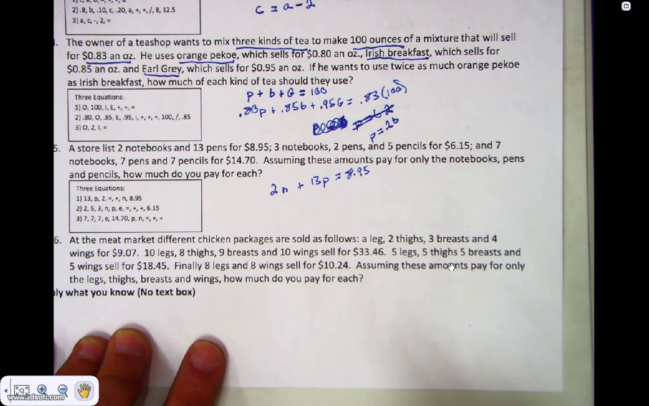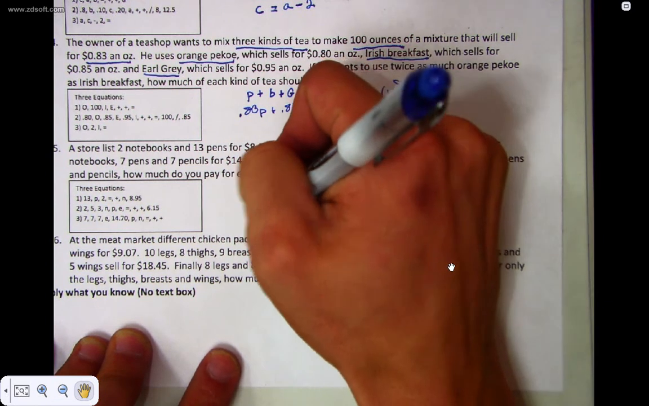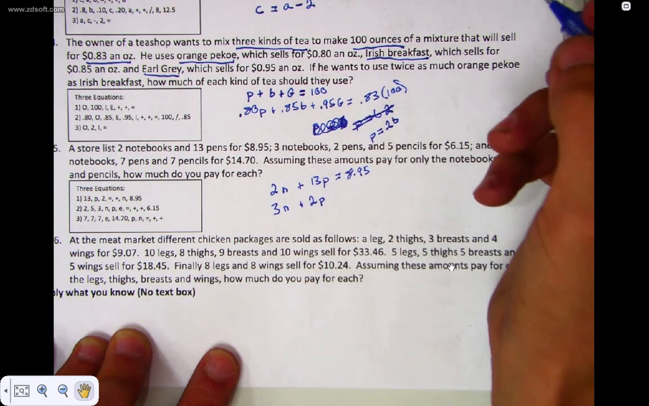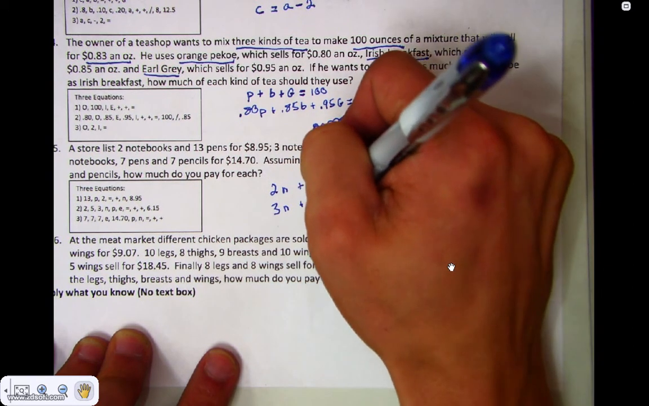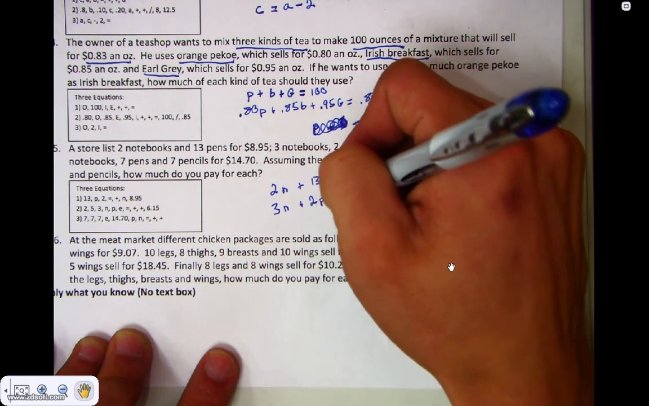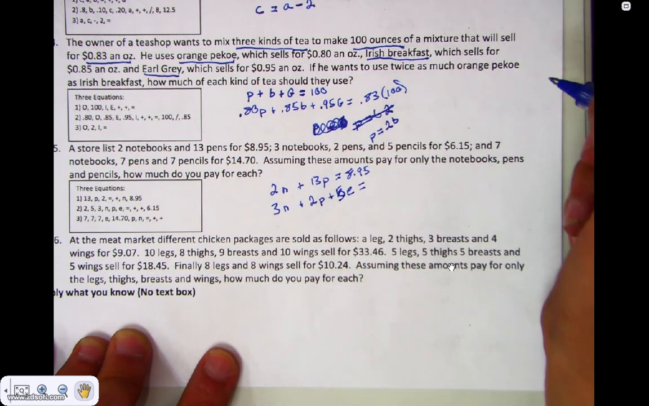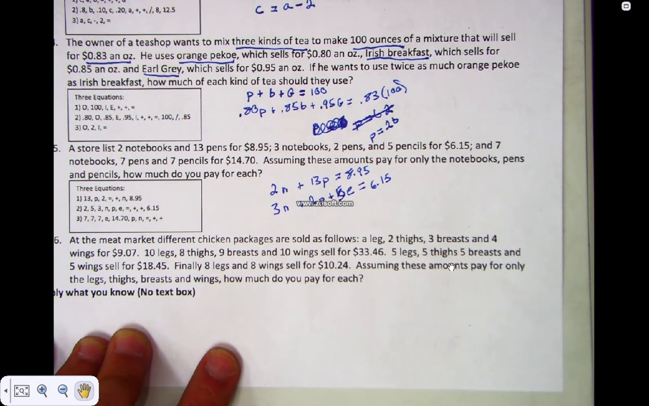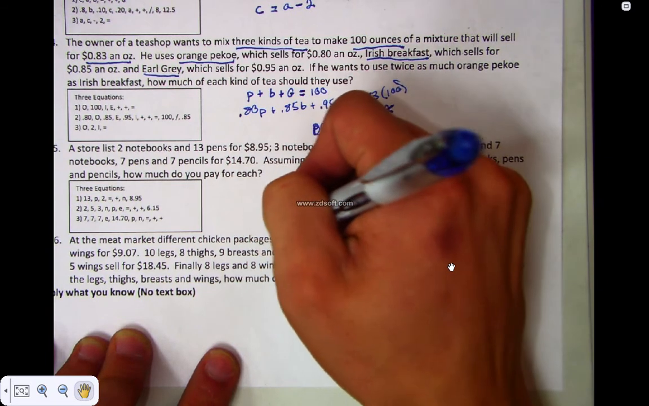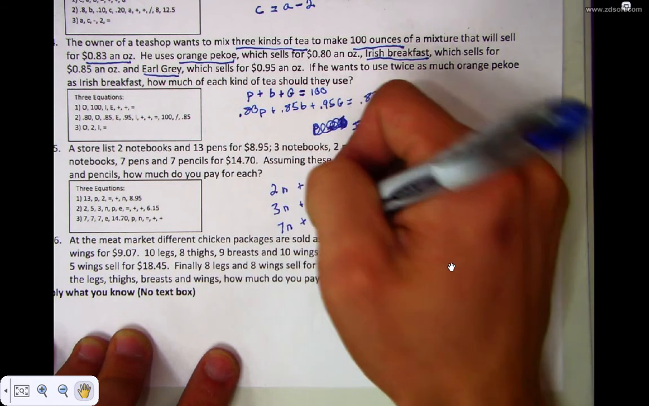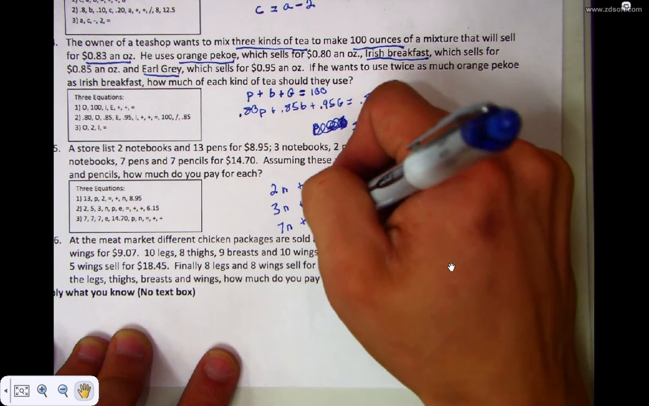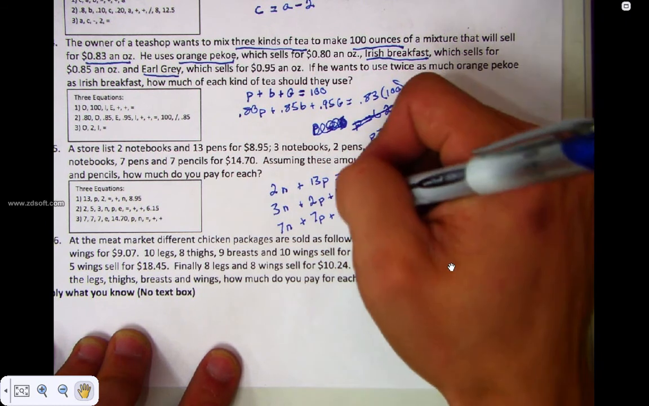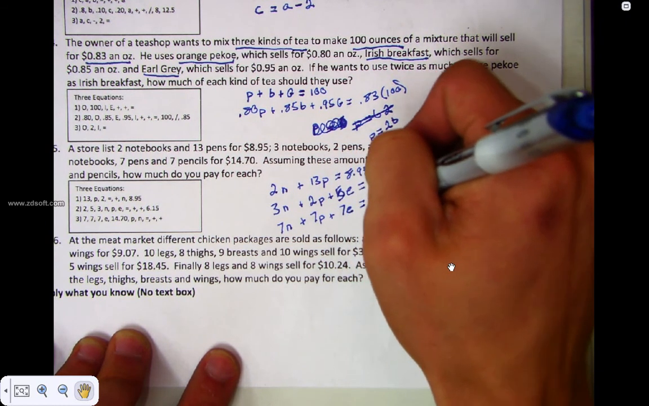So on the next equation, we have 3 notebooks, 2 pens, plus 5 pencils. Now I'm going to use the letter E, which is the second letter of pencil, for pencils, all right? 5E equals 6.15. And then the last one, I've got 7 notebooks plus 7 pens plus 7 pencils equals 1470. And those are our three equations, okay?